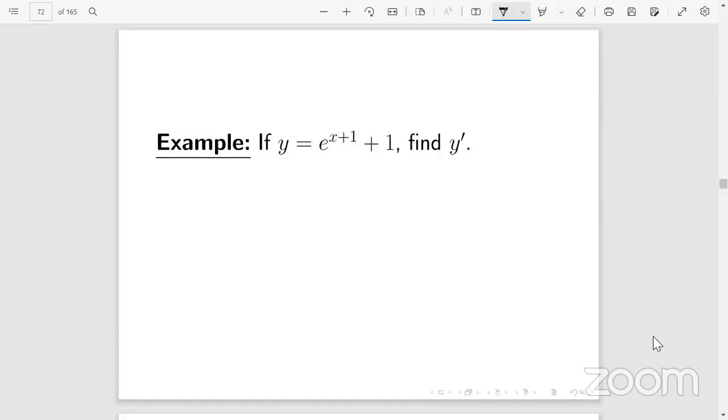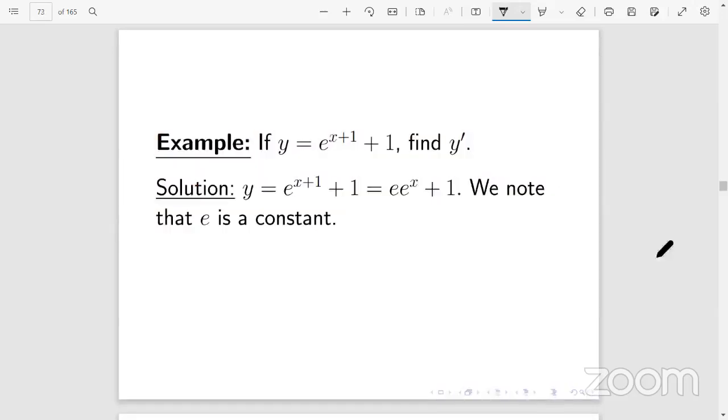So maybe let's take an easy example. Say you have the function y equals e to the power x plus 1, and we are asked to find the derivative. Remember that e to the power x plus 1 is the same thing as e to the power x times e to the power 1. So e to the power 1 is still e, so it is the same as having e times e to the power x.